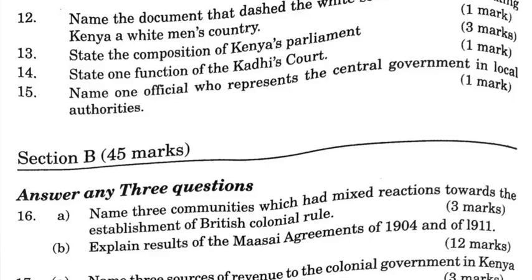16A. Name 3 communities which had mixed reactions towards the establishment of British colonial rule. 1. Akamba, 2. Agikuyu, 3. Luo. Question 16B. Explain results of the Maasai Agreements of 1904 and 1911.